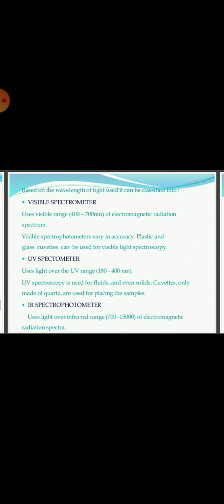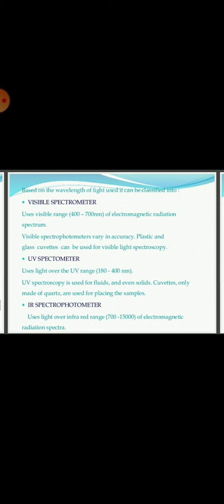Based on the wavelength of light used, it can be classified. In the colorimeter we can use only the visible spectra. This spectrophotometer can use UV spectra, IR spectra, etc. Visible spectrometer uses the visible range, that is 400 to 700 nanometers of the electromagnetic radiation spectrum. Visible spectrometers vary in accuracy. Plastic and glass cuvettes can be used for visible light spectroscopy.